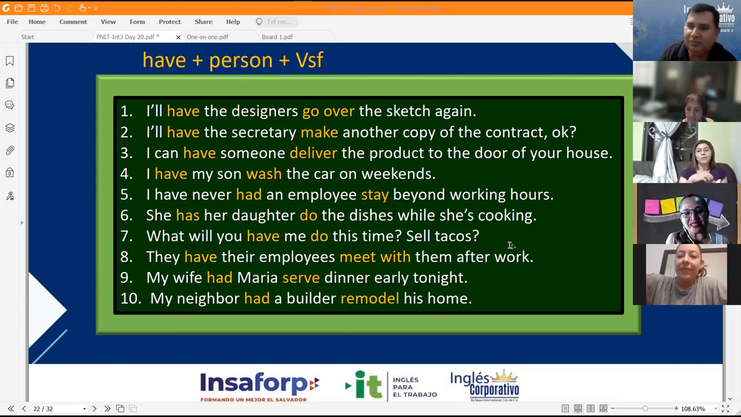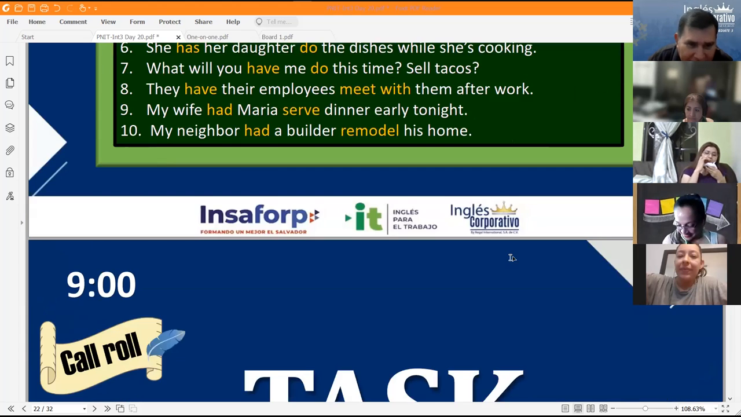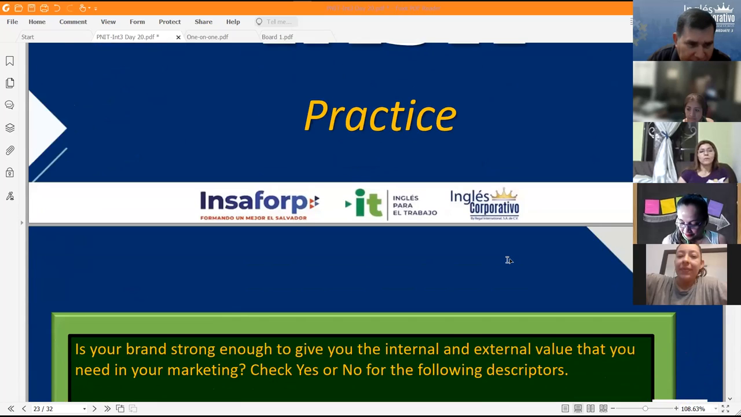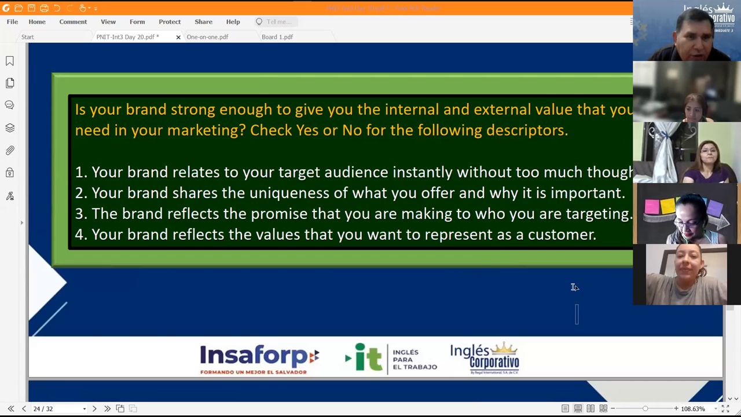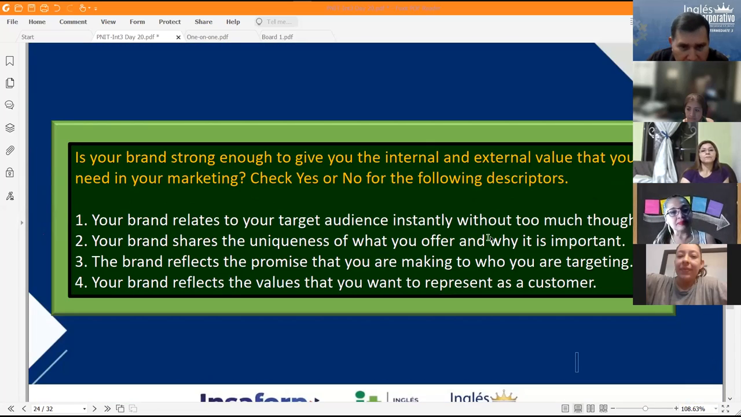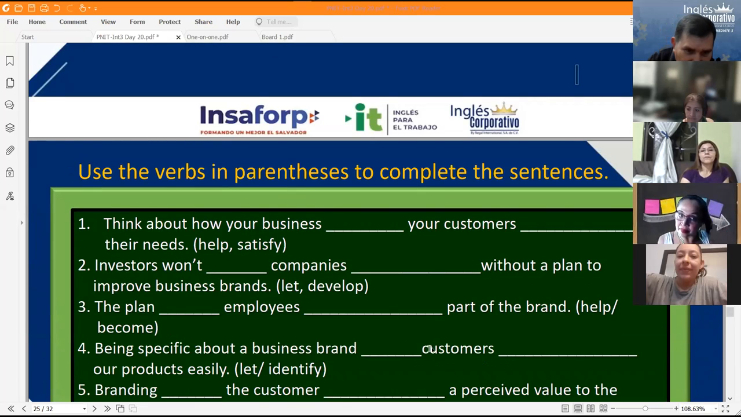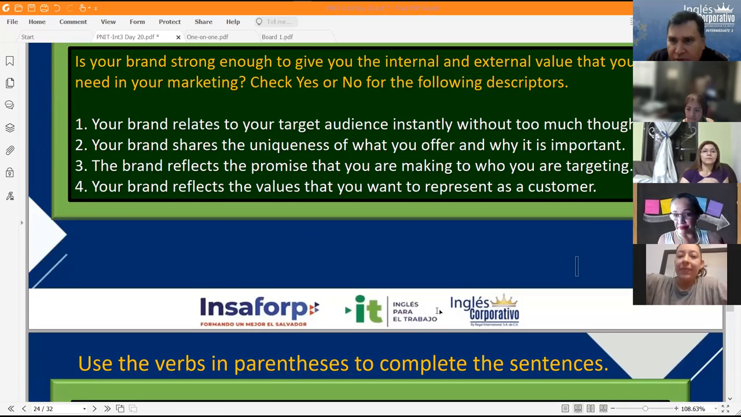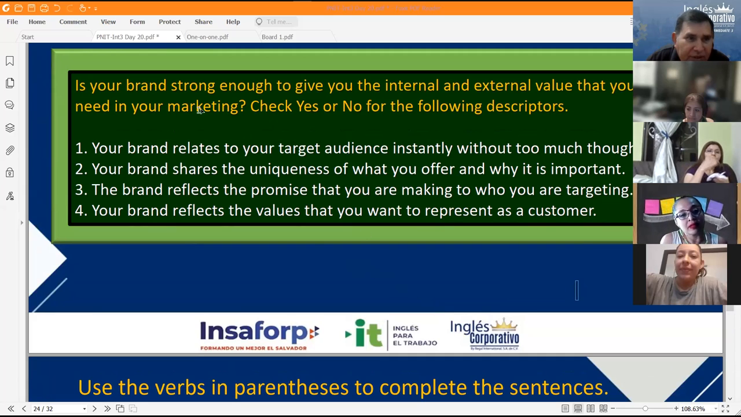Thank you, teacher. I understood. Thanks. You're welcome. Okay, let's see. We have task practice. These are some examples. It says, your brand is strong. This doesn't have very much to do with this, but they put it in the book. What for? I have no idea precisely, but it says, is your brand strong enough to give you the internal and external value that you need in your marketing? Check yes or no for the following descriptors. So we're going to do it together, and quickly we're going to move into the exercise.